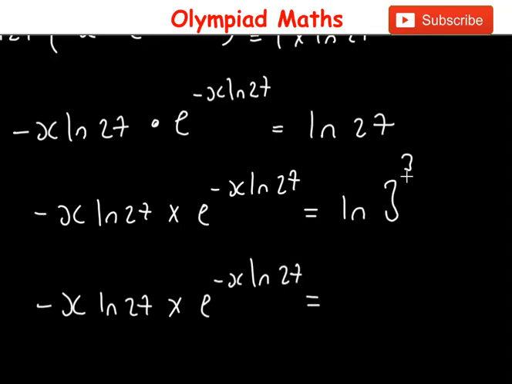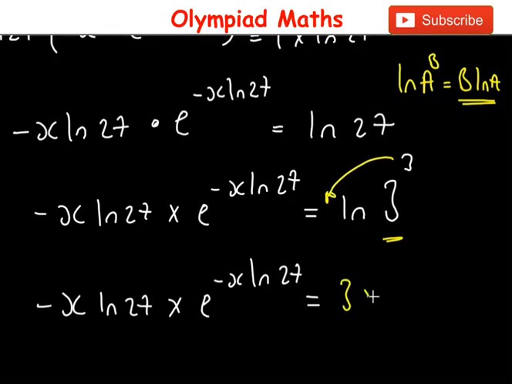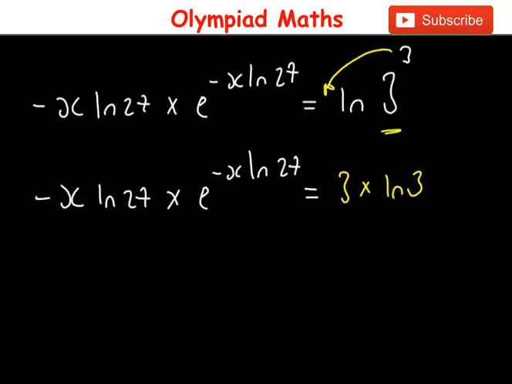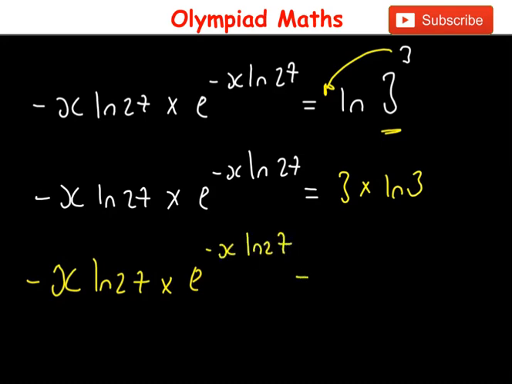So from here, we have minus x times ln 27 times e raised to power minus x ln 27 is equal to, applying this rule of natural logarithm, that if you have ln a raised to power b, this equals b times ln a. So applying this rule right here, power 3 will come to this side, we have 3 times ln 3. So with this, we have minus x times ln 27 times e raised to power minus x ln 27 is equal to 3 ln 3.